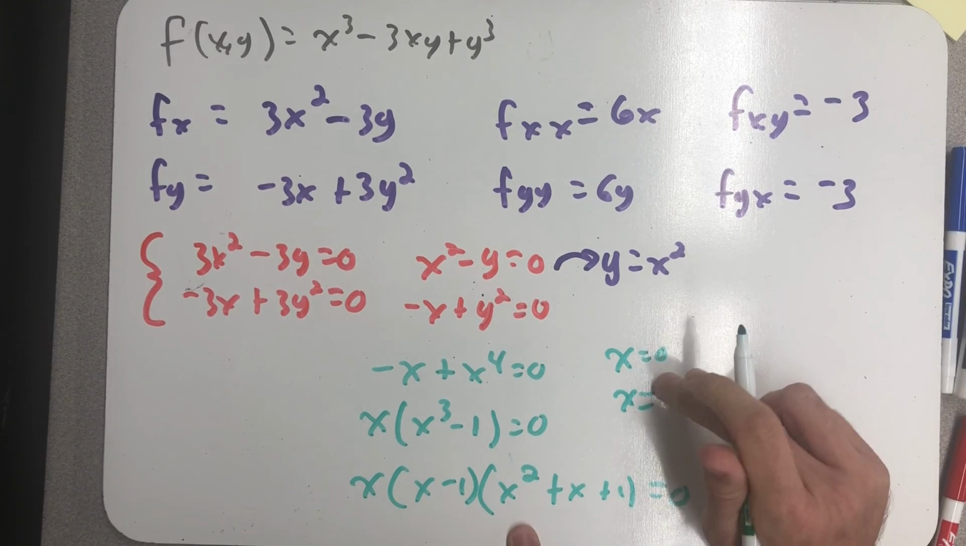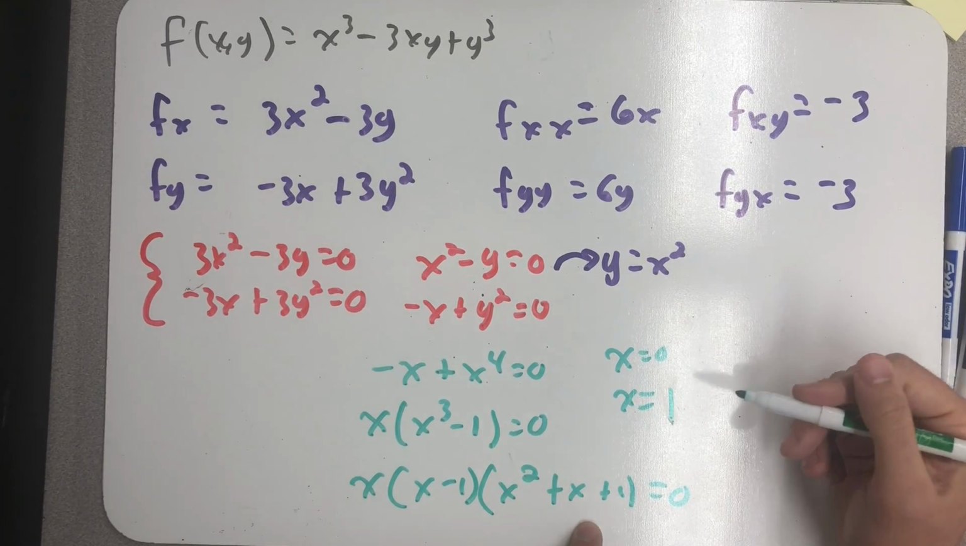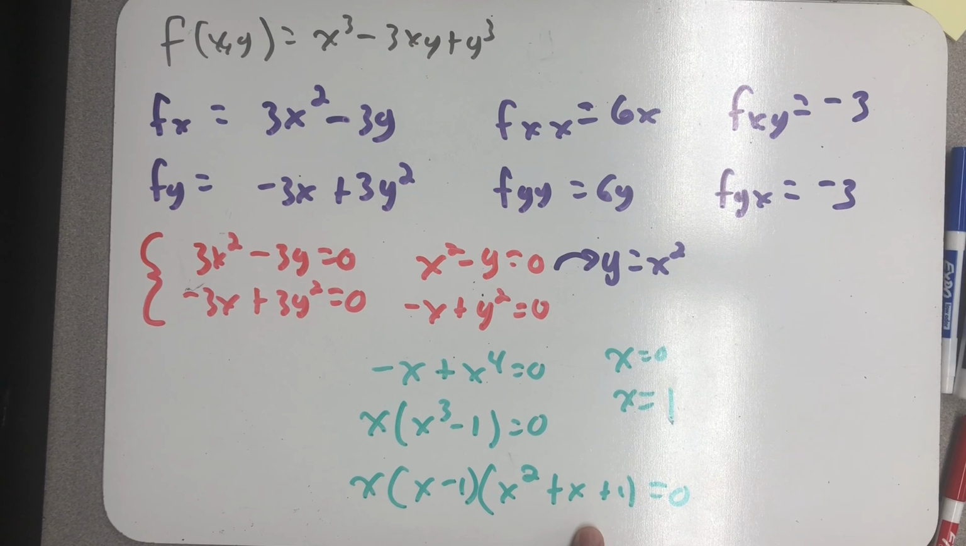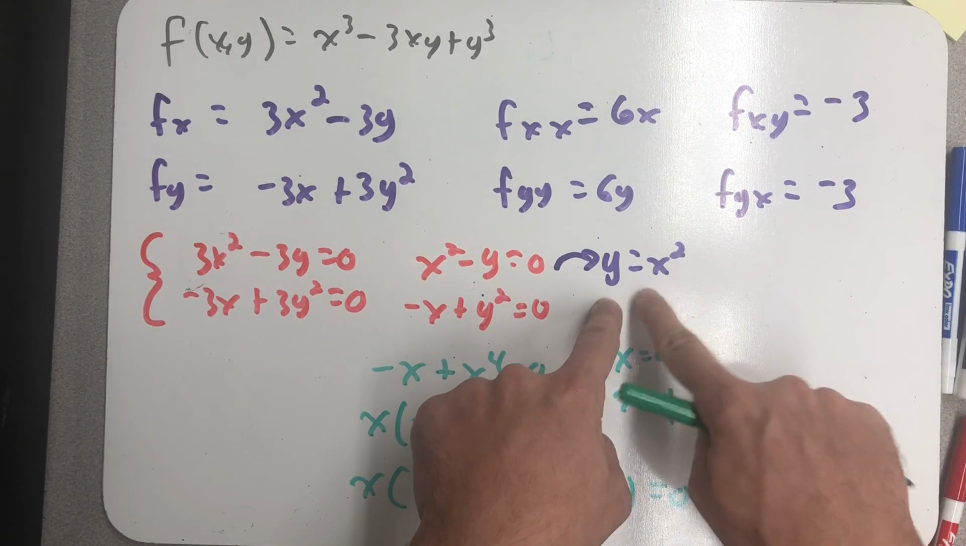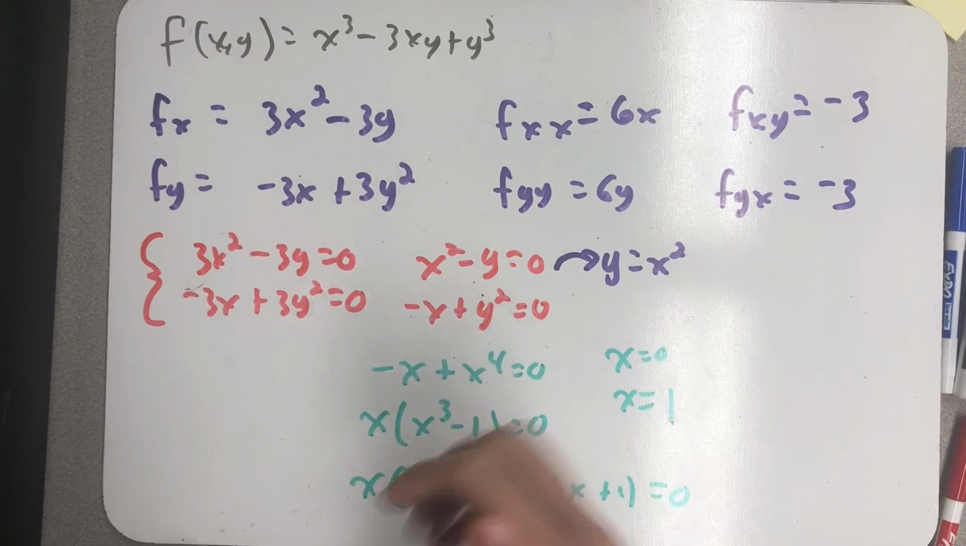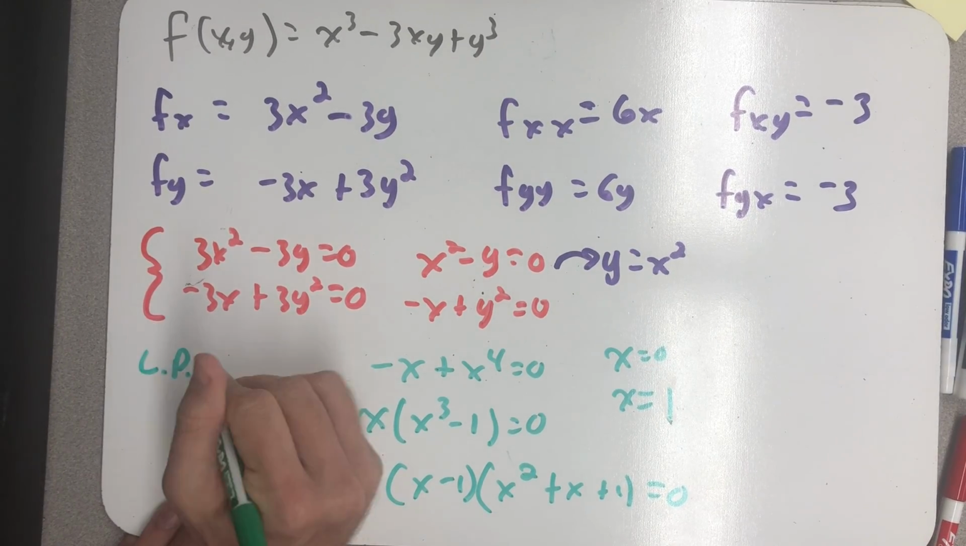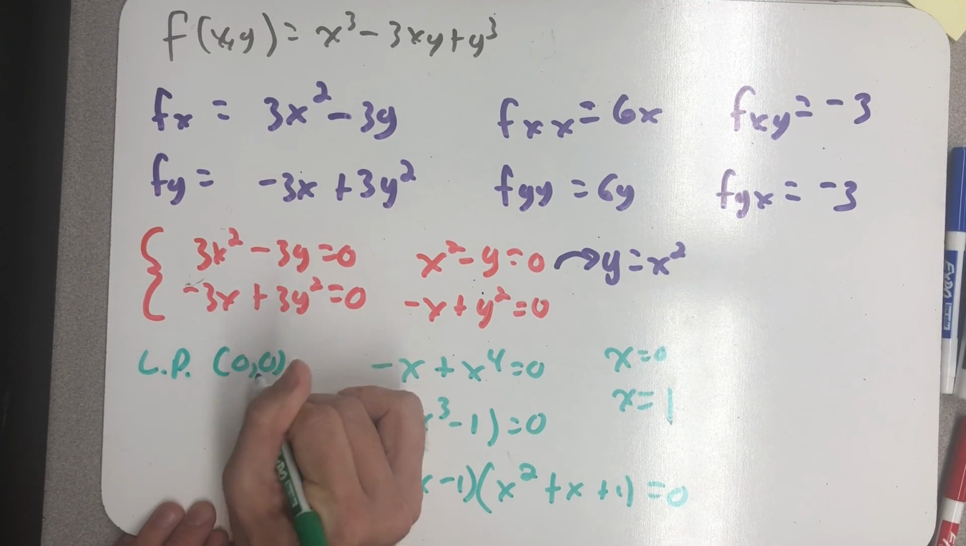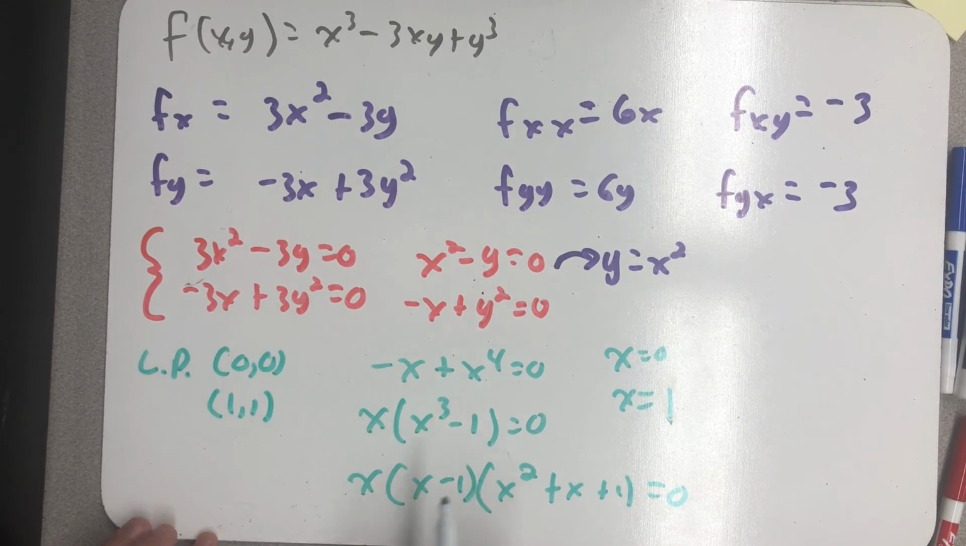I happen to know that this gives me complex solutions. You can check that out if you want using the quadratic formula. But here are my only two real x values. To find the corresponding y's, I think it's easiest to use this equation. So the only critical points I'm going to have are at (0, 0) and (1, 1).